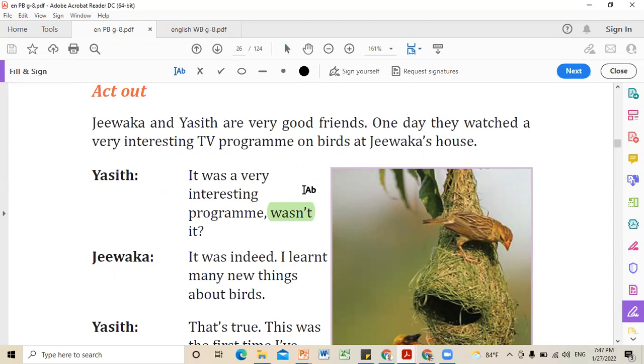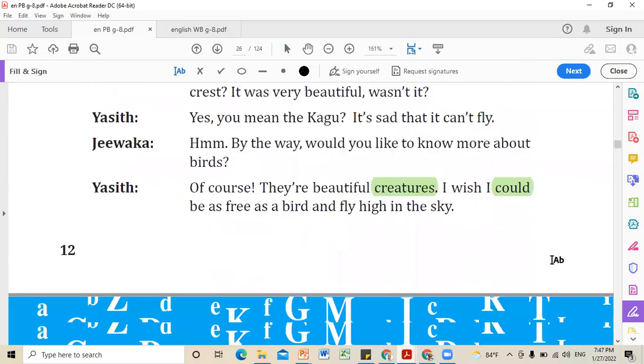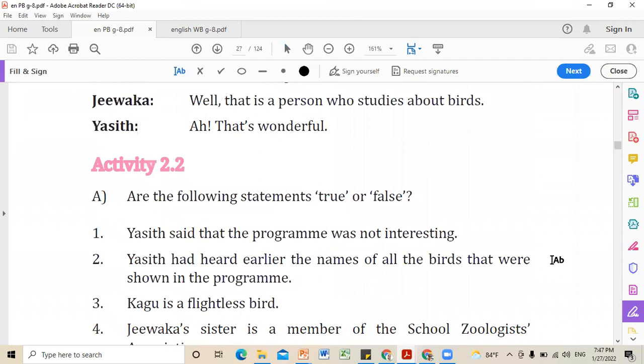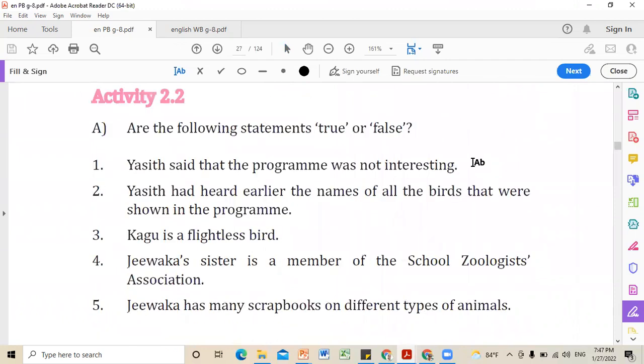Yasith watched a very interesting program. Yes, Yasith said that it was a very interesting program, right? So since he said it was a very interesting program, the first sentence is false. So you can write false. Next, the second sentence: Yasith had heard earlier the names of all the birds that were shown in the program. Is it true or false?